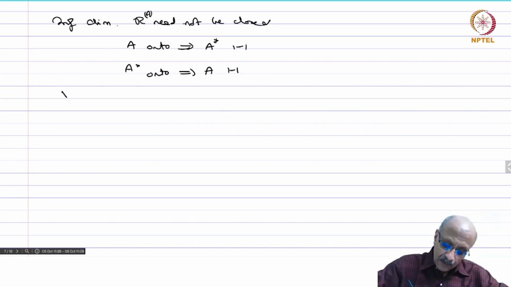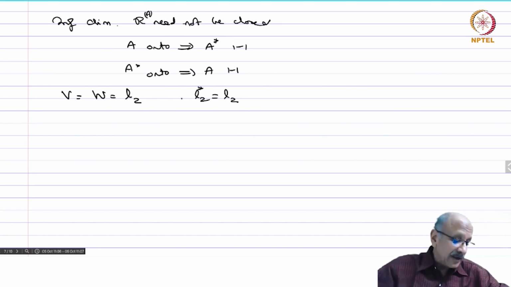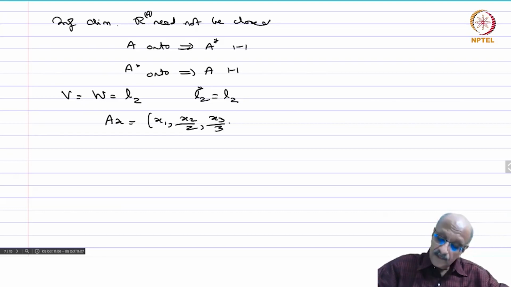Let us take an example. Let V equal to W equal to little l2. Again, remember, these are sequences which are square summable, and therefore you have l2 star is the same as l2, and the duality bracket is just the usual inner product. So let us take A x equals x1, x2 by 2, x3 by 3, and so on, xn by n.